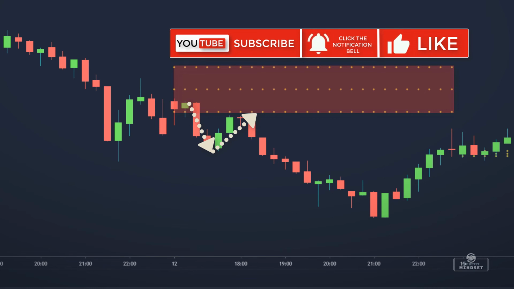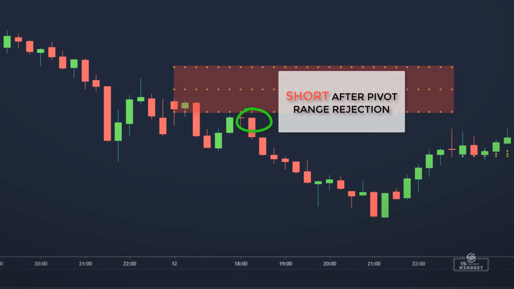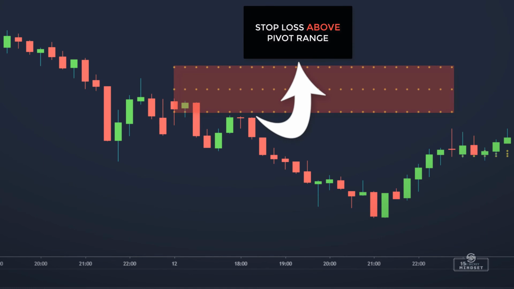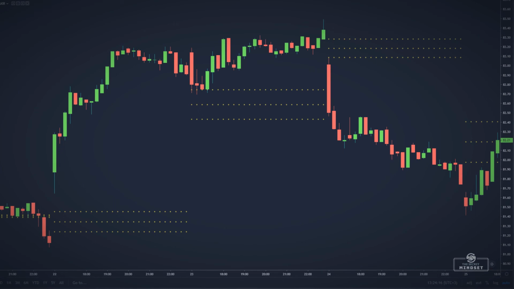What would you do? Of course, this is an opportunity to short the market. Why? The market touched the edge of the pivot range, but it couldn't penetrate the resistance zone. The likelihood was for a downward move. Your risk to the upside would be the other side of the pivot range.